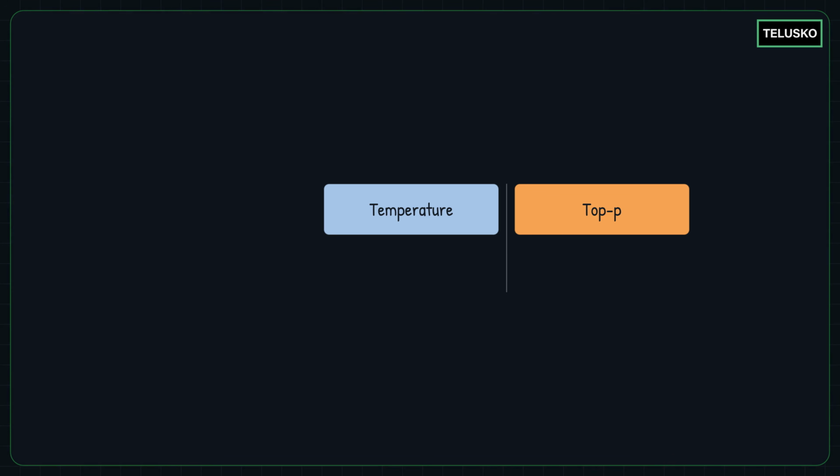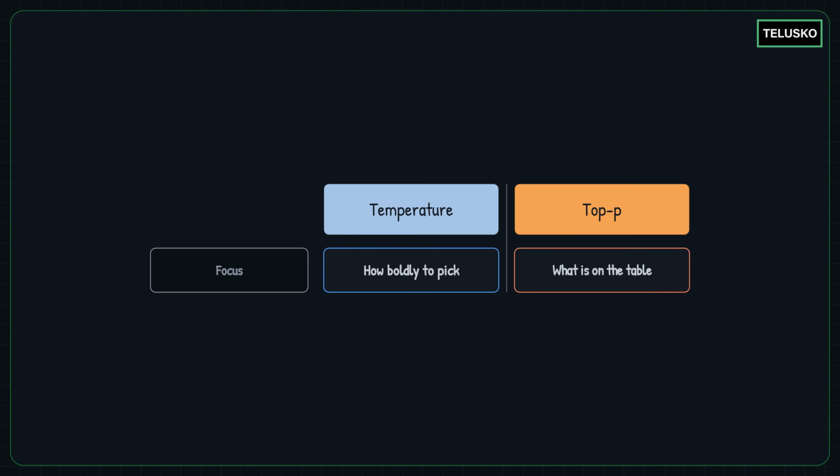Put the two side by side in one line, temperature decides how boldly to pick, top P decides what is on the table to pick from. Why an AI engineer cares? Top P is the setting you reach for when a low temperature still lets nonsense slip through.